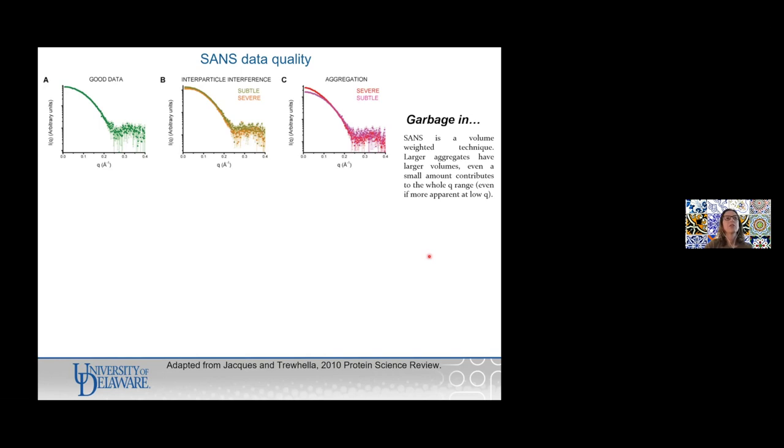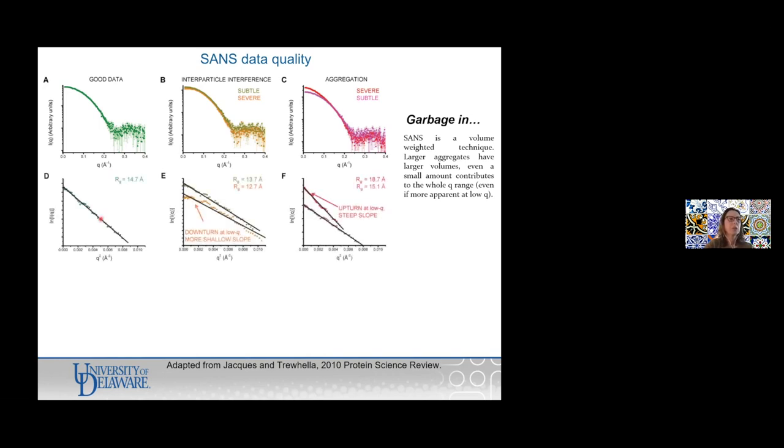So how do you know the quality of your data? Well, you can, for example, calculate a Guinier plot. So let's say you calculate a Guinier plot for all of these three cases. If you have a dilute sample with no other interactions present, your Guinier plot will be a straight line with no major deviations. It'll be pretty obvious, and you can calculate a very accurate Rg from your data.